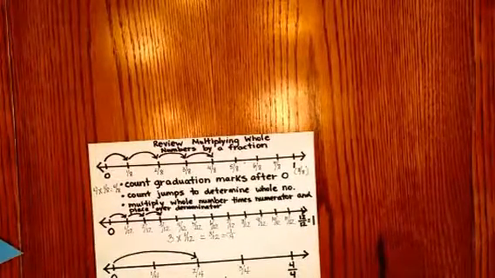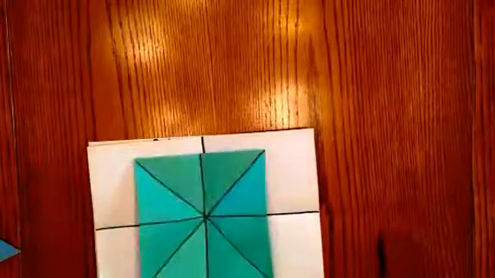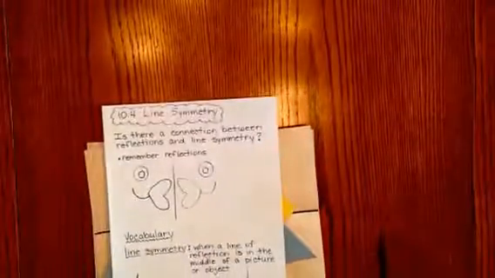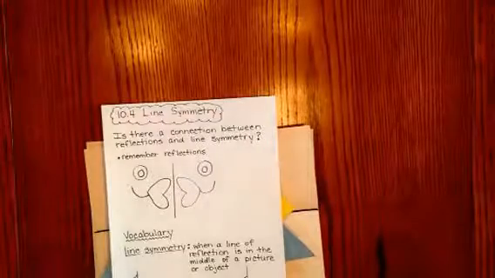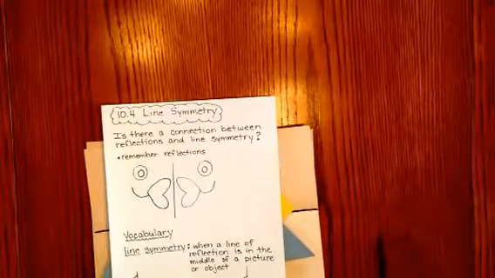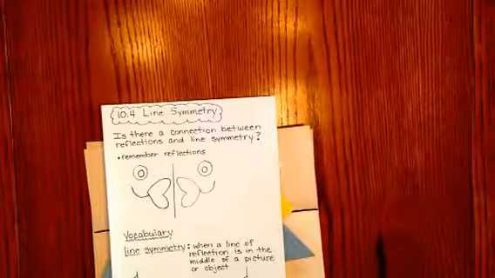All right, so we've covered how to find lines of symmetry in shapes by folding and counting those or drawing the lines. And we've also talked about line symmetry. So, is there a connection between reflections and line symmetry? I want you to write your answer and bring it to class.